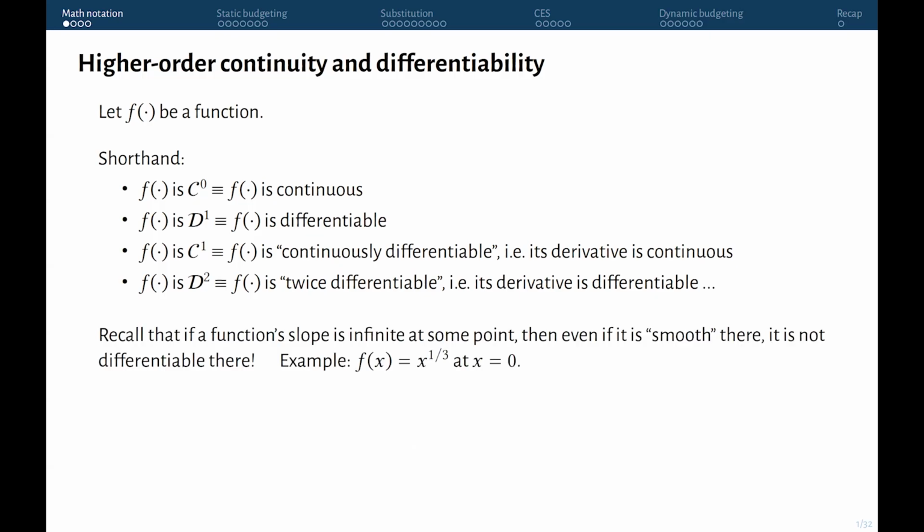Recall that if a function's slope is infinite at some point, if its tangent is vertical, then even if it's smooth there, it's not differentiable there. So for example, the cube root function, that's locally vertical around x equals 0. So it's a smooth function in an intuitive sense, but it's not differentiable.